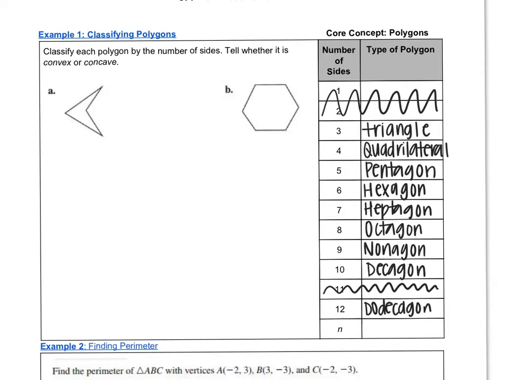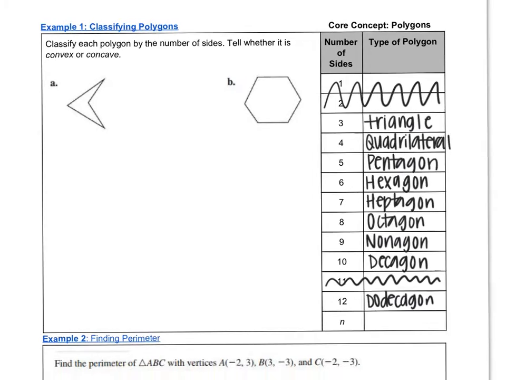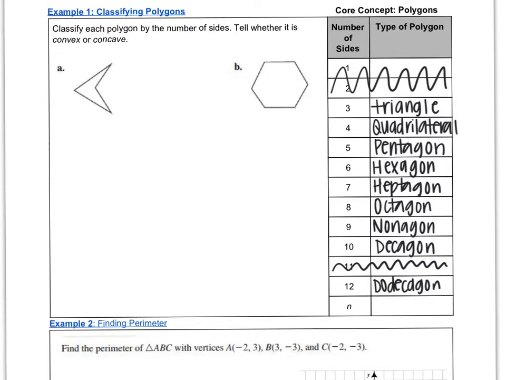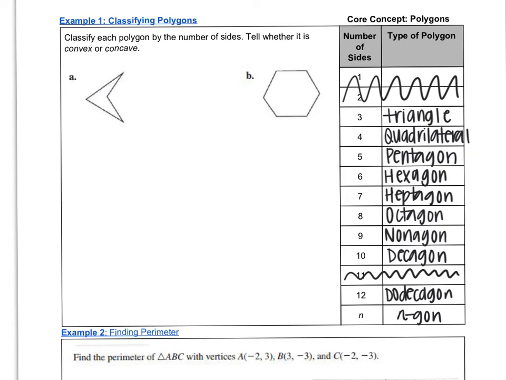And then n would basically be anything else. So as you go past 12 or any other number of sides, we would just call it based on the number. We'd call it an n-agon. And then the other thing I want to talk about, so basically we just have to figure out how many sides there are and then we can name it. The other thing is deciding if it's concave or convex.